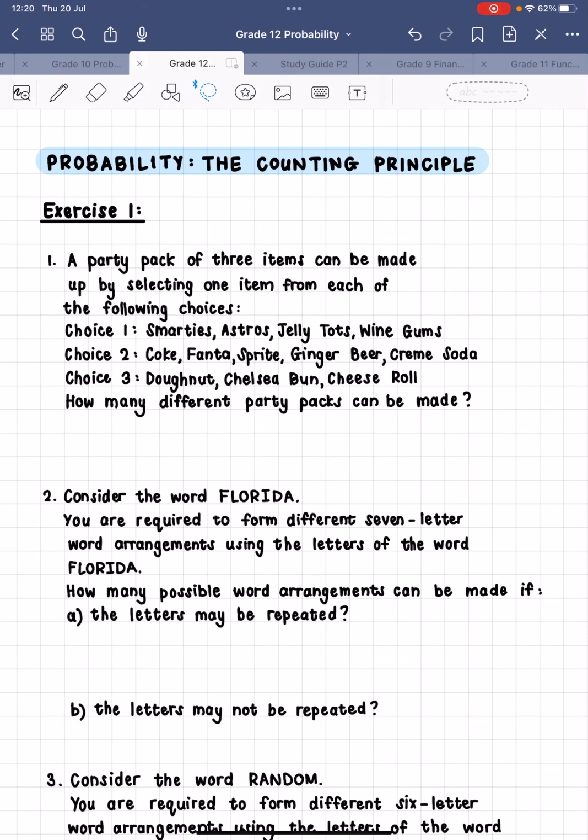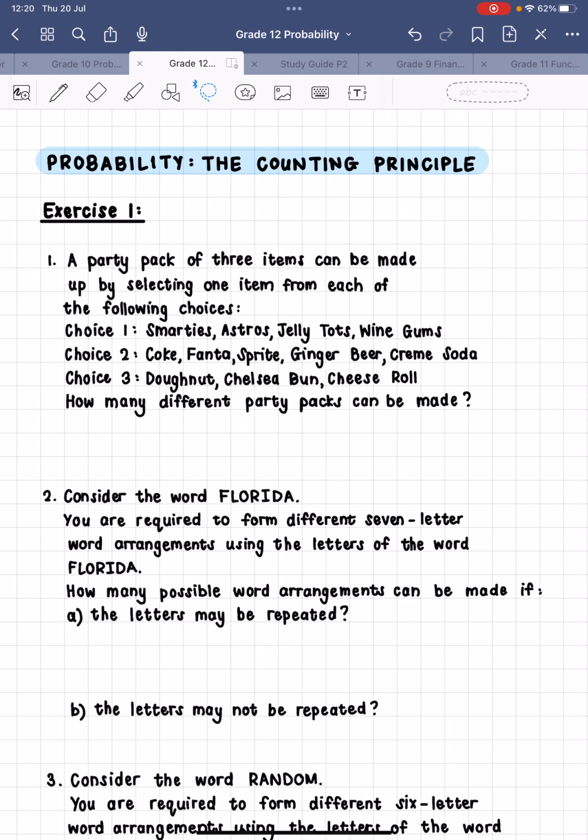Alright, now guys, this is something completely new. You've never done something like this before. It seems quite complicated, but it's actually not that bad. What happens in these types of questions is, if we're looking at the first one, for example, they are telling you that there is a party pack of 3 items, and you need to make that party pack up by selecting one item from each of the following choices.